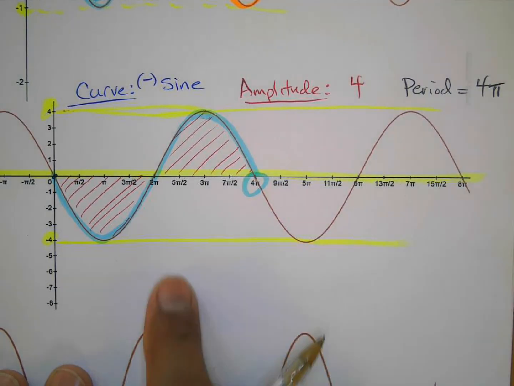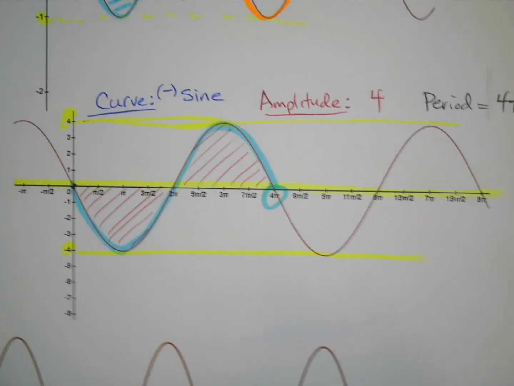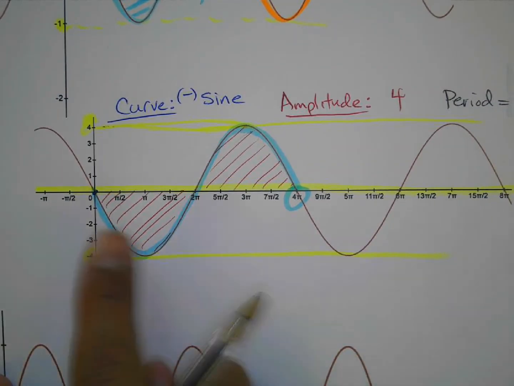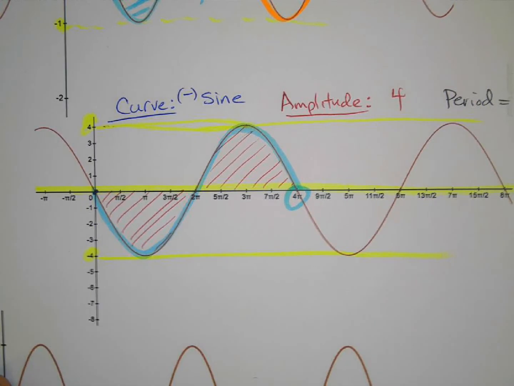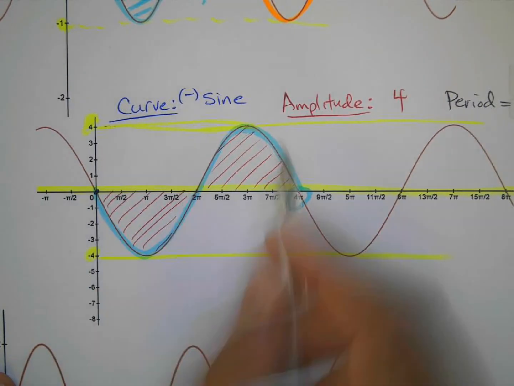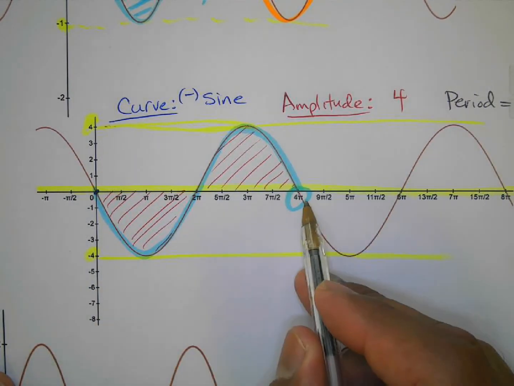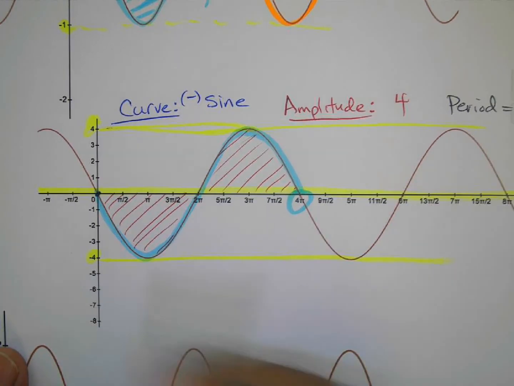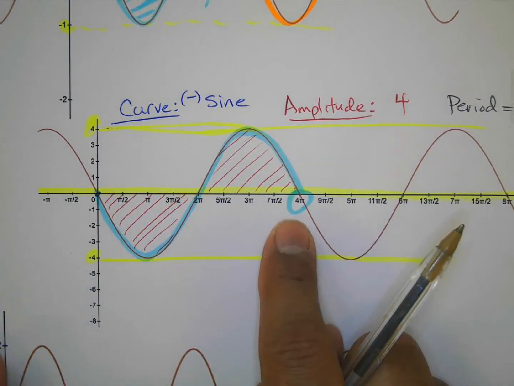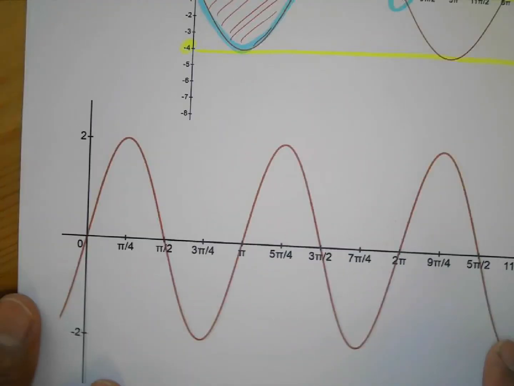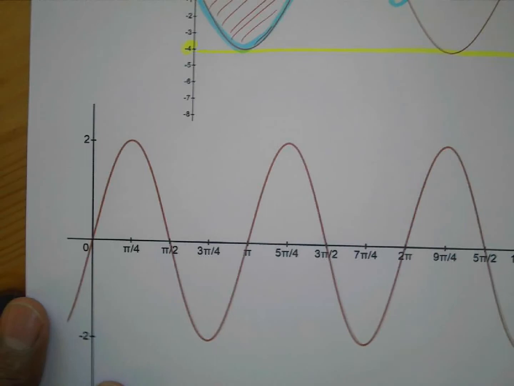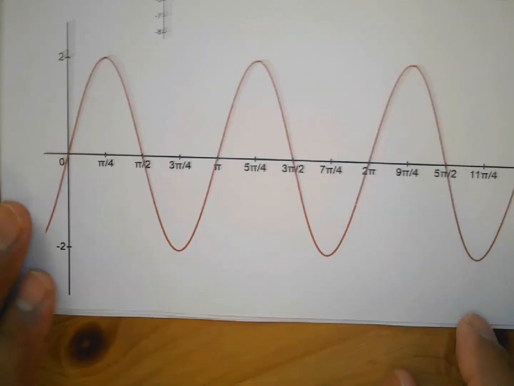And again, you just read all of this off of the graphs. You can tell which curve it is, you can see the amplitude, and depending on the curve and your understanding of what one cycle or one period is, you just read it off the x-axis. Okay? All right, last one. This one here.